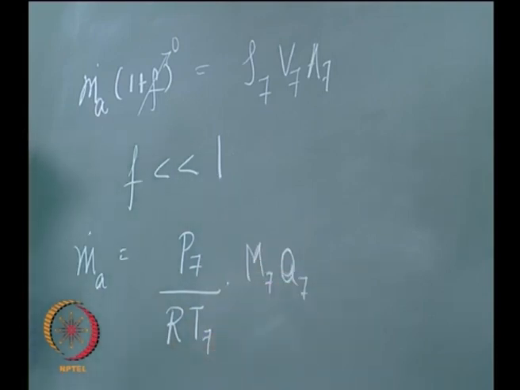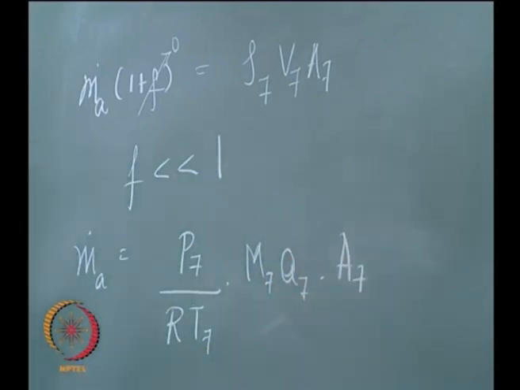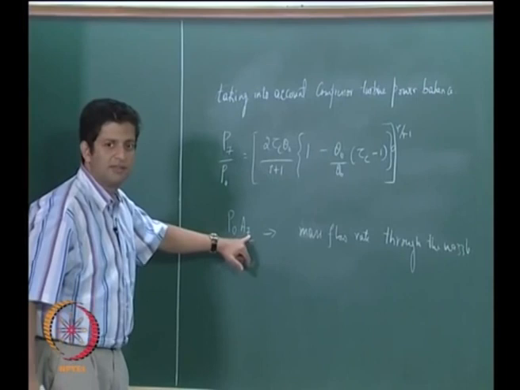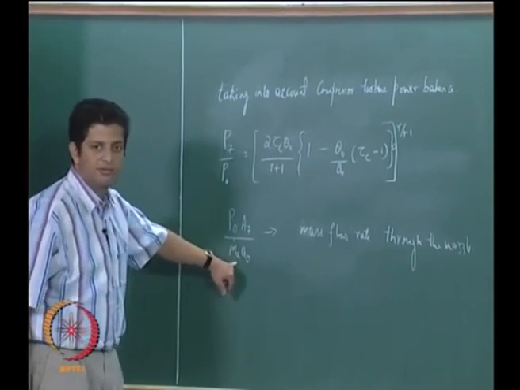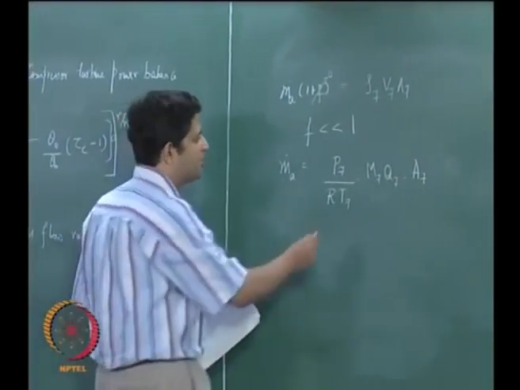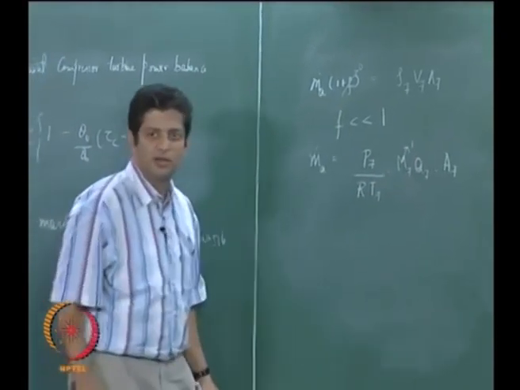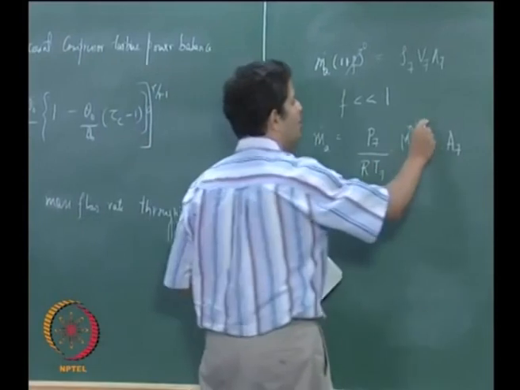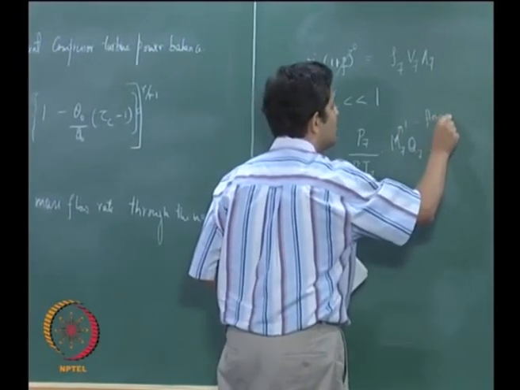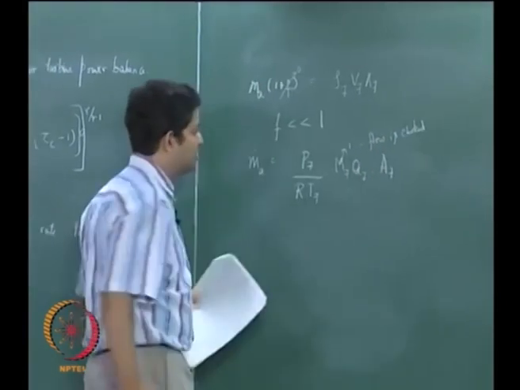A7, right. So, into A7. I get that what we are looking for is P naught into A7 by m dot A naught. Okay. So, what do we need to do here? This quantity we know is, what is this? Because this flow is sonic, so M7 is equal to 1.